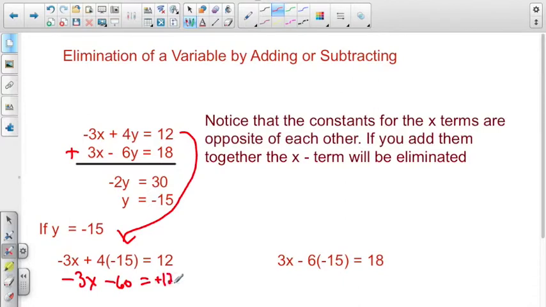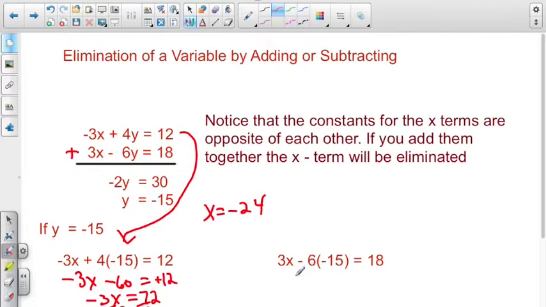Probably it's a positive 12. If I add 60 to both sides, I'm going to come up with a 3x is equal to 72. And if I divide both sides by 3, I'm going to end up with x is equal to a negative 24. All right, so I'm dividing both sides by a negative 3 here.